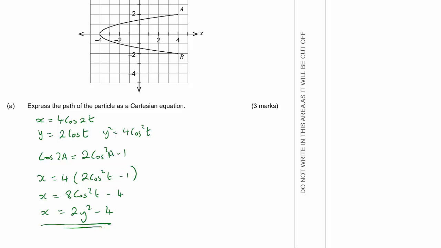Now, in this case, we should really state a domain for the function. We can see x is 4 cos 2t. Now, cos 2t has a minimum of -1 and a maximum of 1. So we can say that x needs to be between -4 and 4.